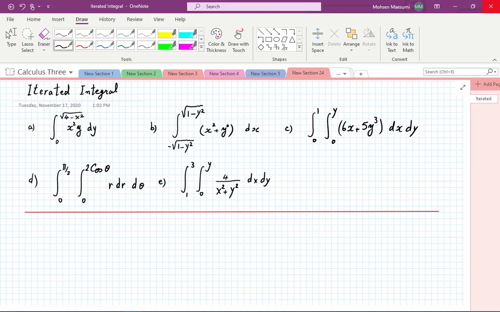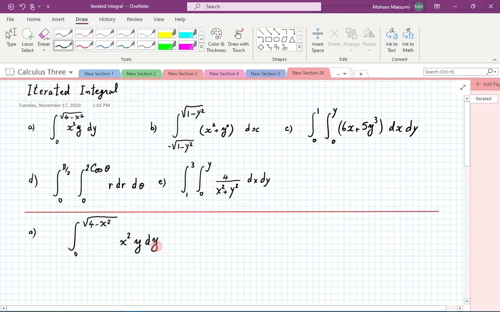Very first one, you see that we have an integral of x squared y dy, and the limits of the integral are from 0 to radical 4 minus x squared. So let's go ahead and do that one. So we have problem A, 0 to radical 4 minus x squared, x squared y dy. So the variable of integration is y.